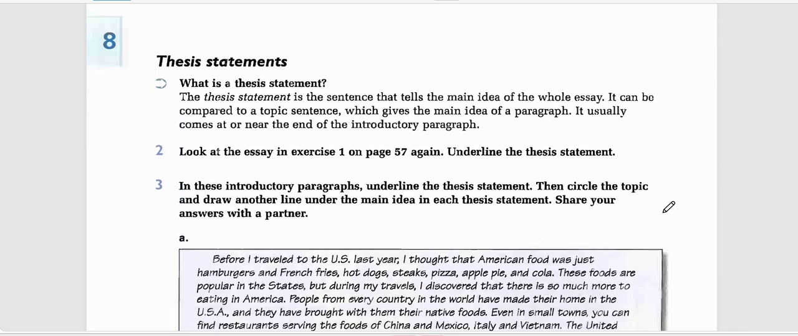So what is the other part? It is the thesis statement. And what is a thesis statement? The thesis statement is a sentence that tells the main idea of a whole essay. It can be compared to a topic sentence, which gives the main idea of a paragraph. It usually comes near or at the end of the introductory paragraph.